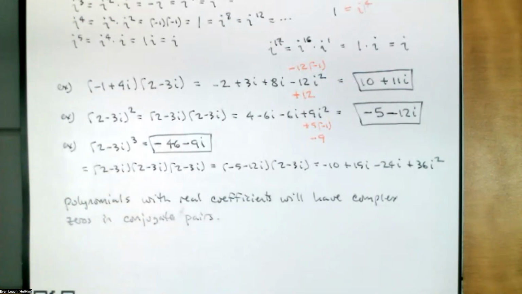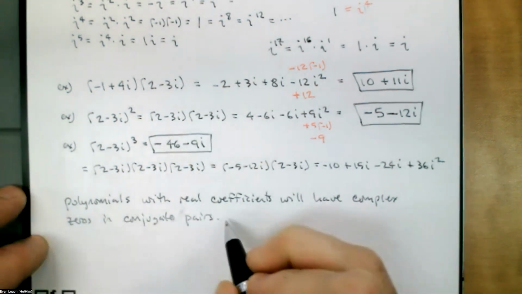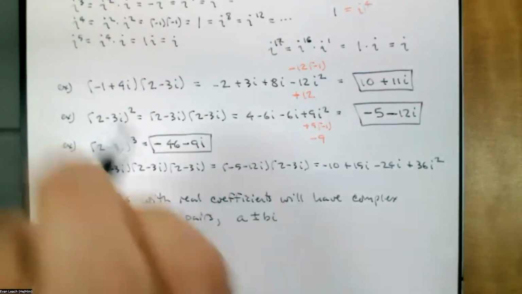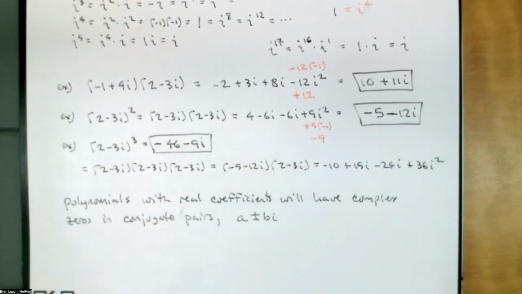If a polynomial has real coefficients, it'll have complex zeros in conjugate pairs. Conjugate pairs are plus or minus. So a conjugate pair would be like A plus or minus BI. If 2 minus 3I, sorry, if 2 minus 3I is the solution of the polynomial, then 2 plus 3I is also a zero of the polynomial. I think I said solution of the polynomial. Zero of the polynomial.